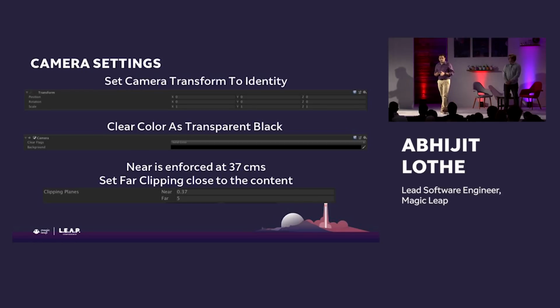Make sure that the transform on the camera is set to identity. If you have any position or orientation offsets on your camera, it will get added to the head position at runtime. And that can result in some unexpected translation and rotation of your content. Similarly, if you don't have an identity scale set on the camera, that can result in some unexpected scaling effects. So make sure you set the camera transform to identity. We'll talk about scale in general in the future slides, but for now, let's move on to the next setting.